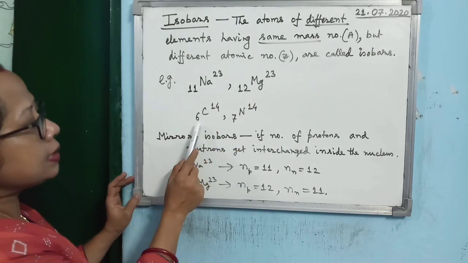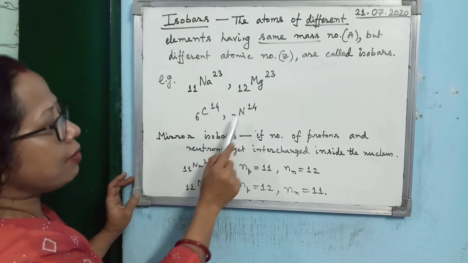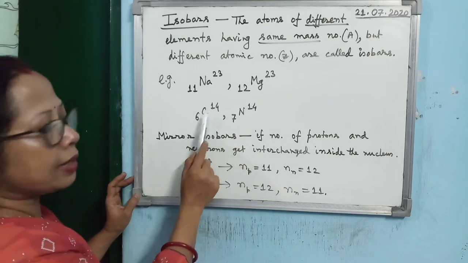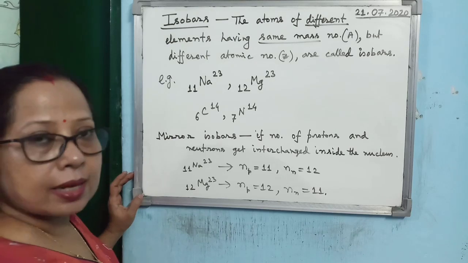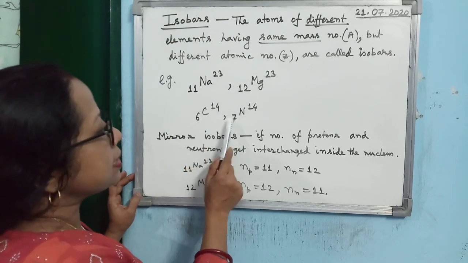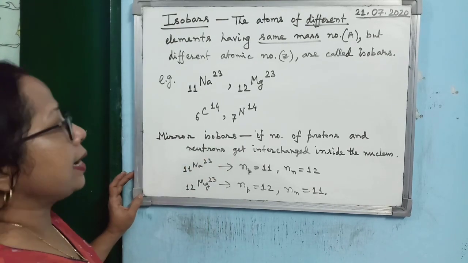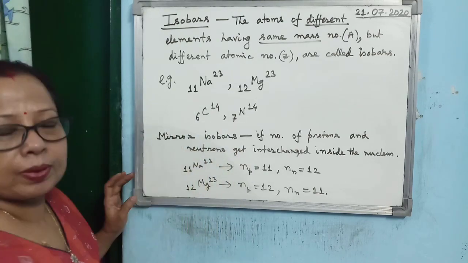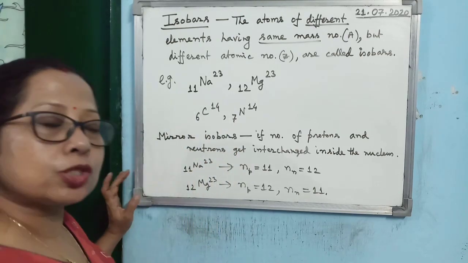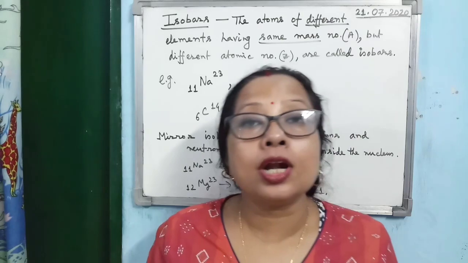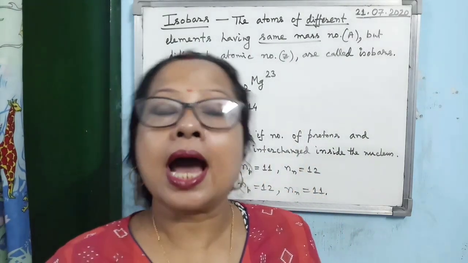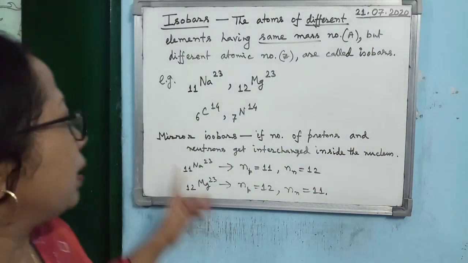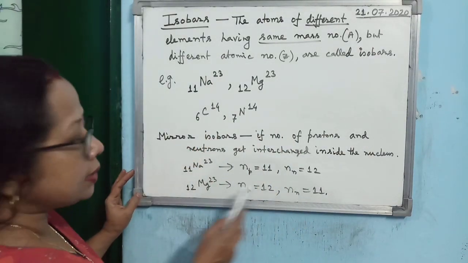Then again, you consider 6C14 and 7N14, carbon and nitrogen. Both of them have 14 as the mass number, but you see their atomic numbers are 6 and 7. Alright. So these two are isobars. Again, the isobars where the number of protons and number of neutrons get interchanged within the nucleus are known as the mirror isobars.